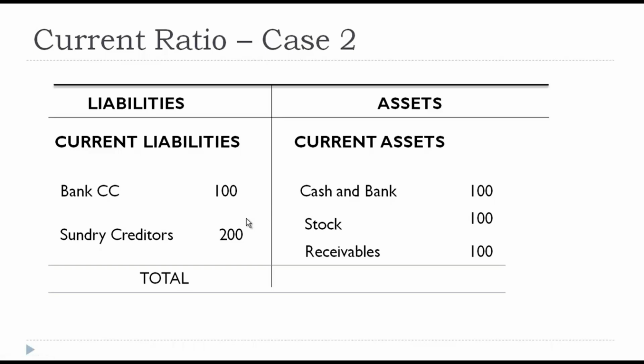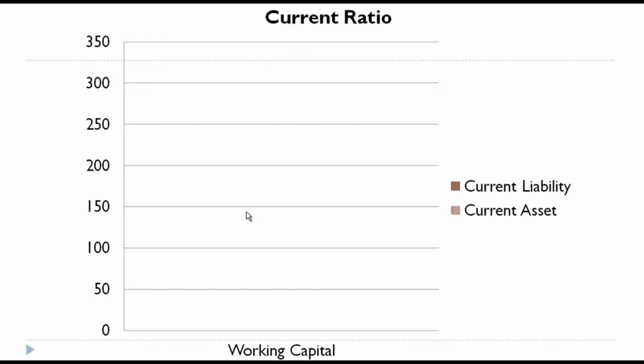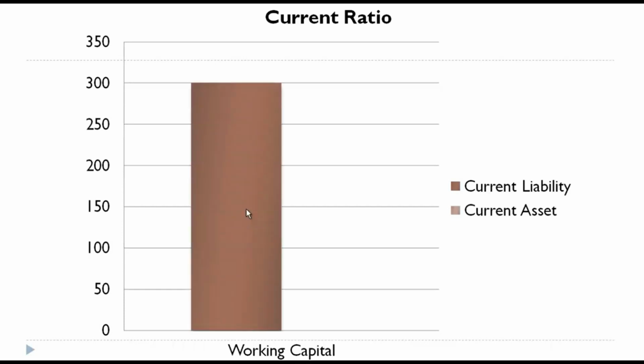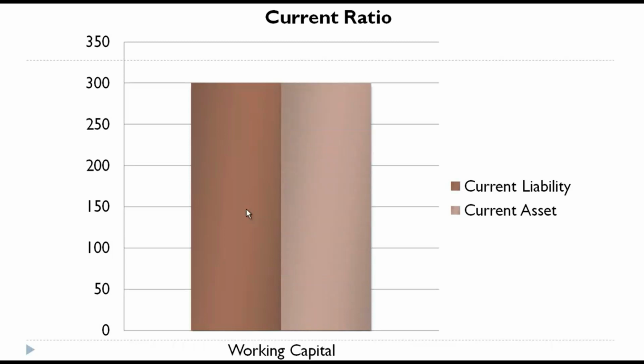So what is the liability? Liability is 300. They have to pay 300, and for paying 300, what is the resource they have? They have 300. So it is matching. Now we'll see how it looks in the chart. They have to pay 300, that is the current liability, and for paying that they have an equal asset of 300.